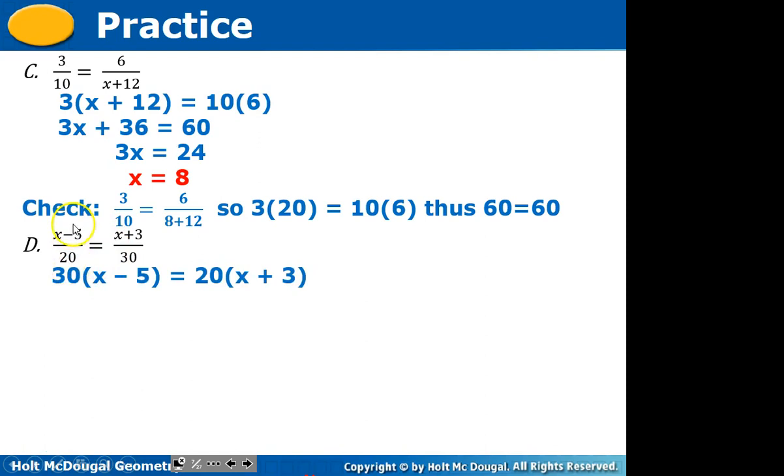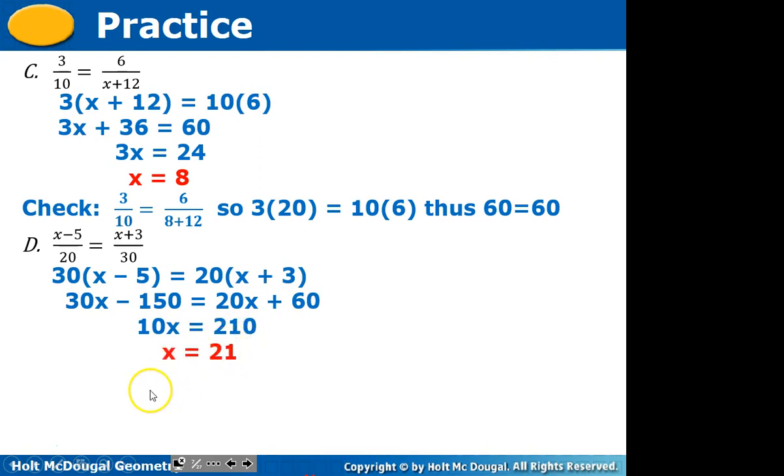So we're going to do 30 times x minus 5, and we're going to do 20 times x plus 3. 30 times x is 30x. 30 times -5 is -150. 20 times x is 20x. 20 times 3 is 60. We're going to subtract this 20x over here from the 30x. That's going to give us 10x. We're going to add 150 to this -150 to get rid of it over here. So we're going to add 150 to 60, and that's going to give us 210. 10 into 210 is 21.